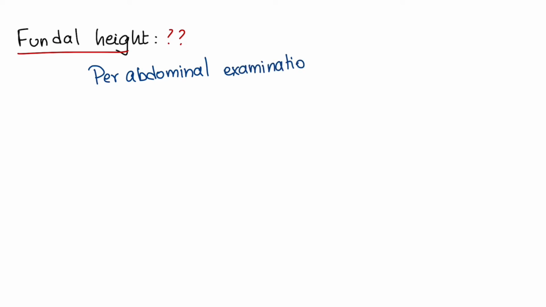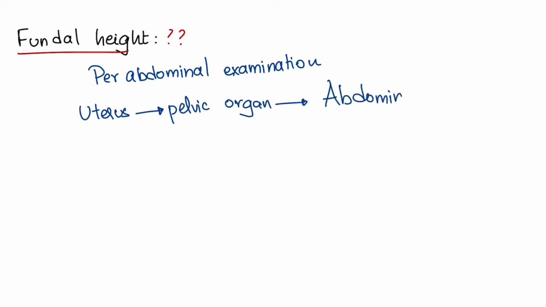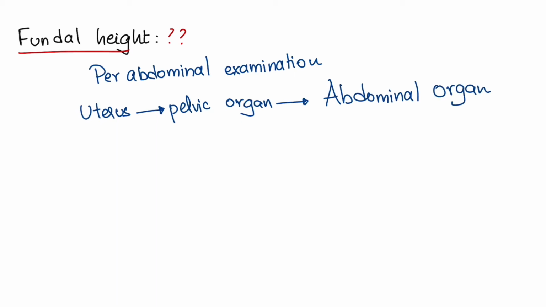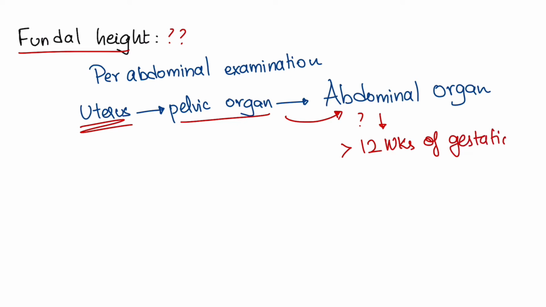As the period of gestation increases, the fundal height will also increase, and the uterus, which is a pelvic organ, will become an abdominal organ. So, for fundal height, you do a per abdominal examination. Initially it will still be a pelvic organ, and after some time it becomes an abdominal organ. When? After 12 weeks. So remember this, I'll explain about this again later. After 12 weeks onwards you start the per-abdominal examination.